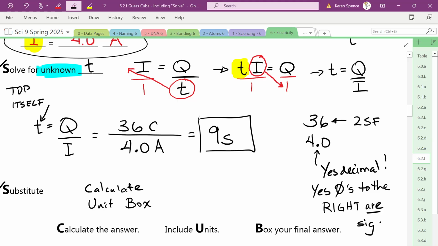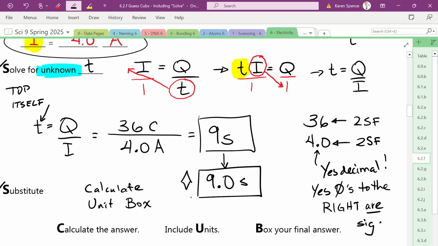And so what that would become then is we would then have 2 sig figs and 2 sig figs. So we would then have to, if we wanted the enriched credit, put that to 9.0, so it has 2 sig figs seconds. Okay?